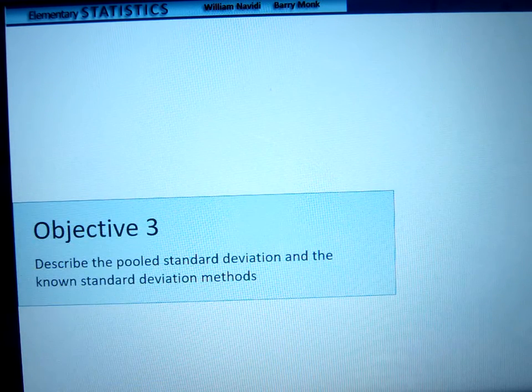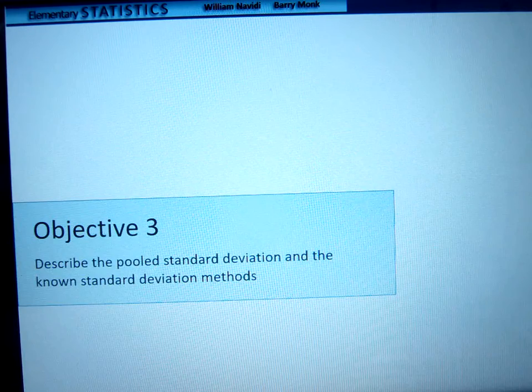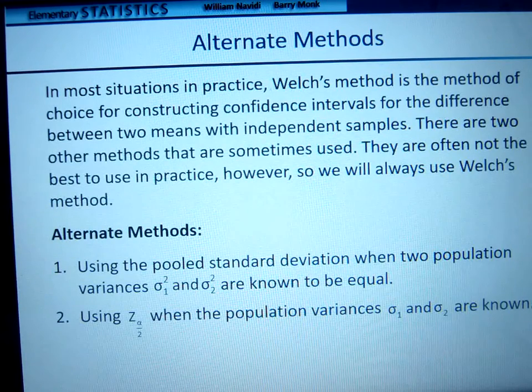All right, objective 3, describe the pooled standard deviation and the known standard deviation. In most situations in practice, Welch's method is the method of choice for constructing the confidence intervals for the difference between the two means with independent samples. There are 2 other methods that are sometimes used, and they're often not the best in practice, however, so we will always use Welch's method.